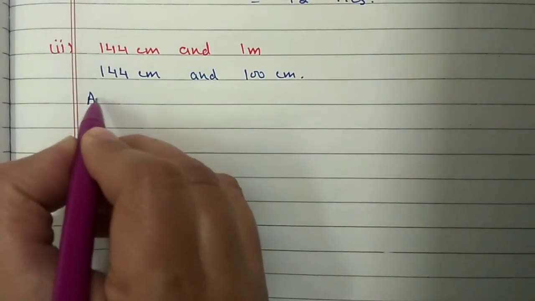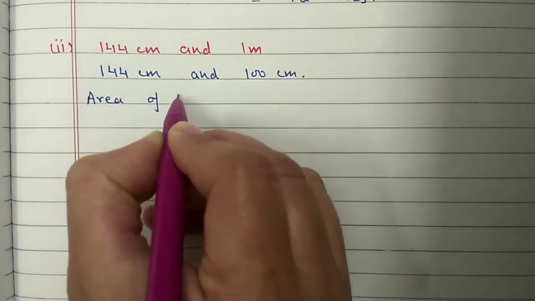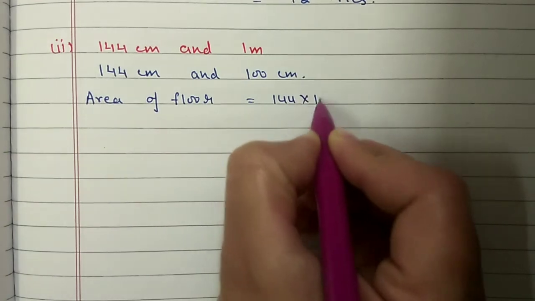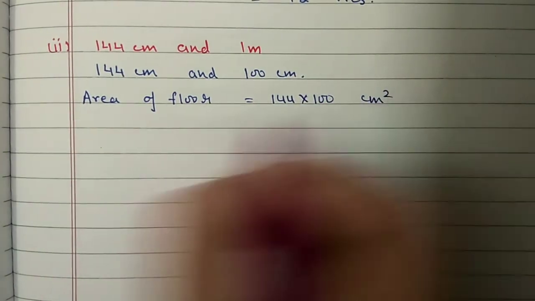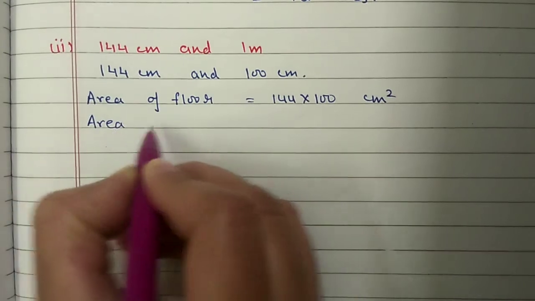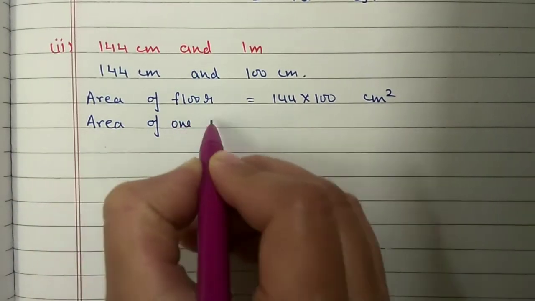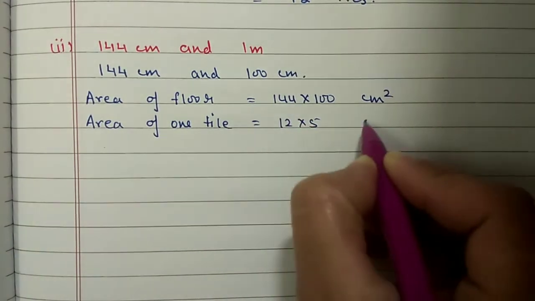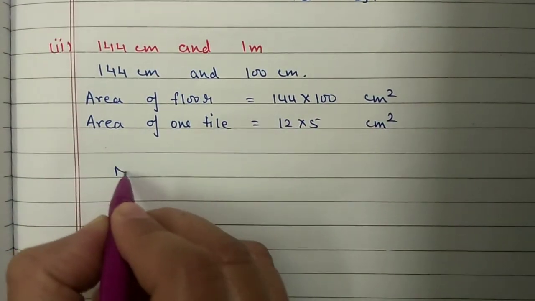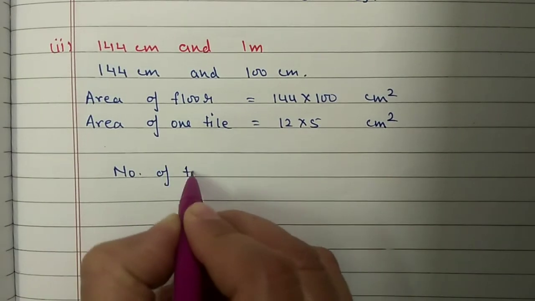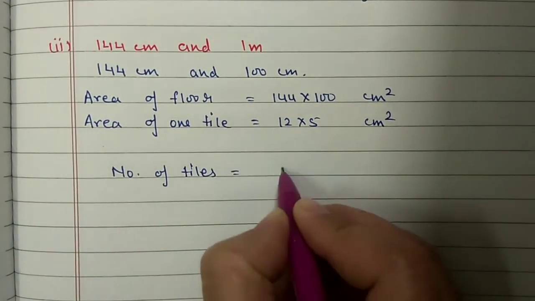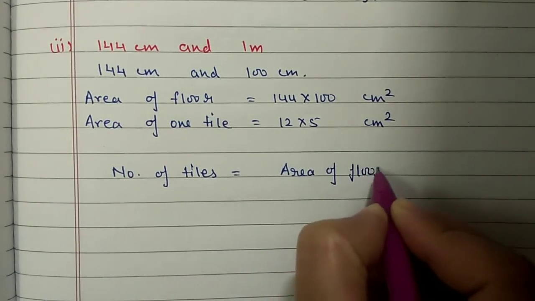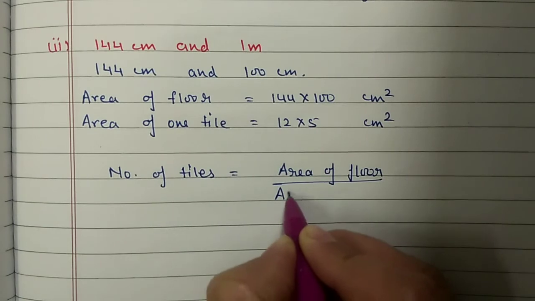First we will find out the area of floor, equal to 144 into 100 centimeter square, and area of one tile, here tile size is same as last part, is equal to 12 into 5 centimeter square. Now we have to find out the number of tiles. Number of tiles is equal to area of floor divided by area of one tile.